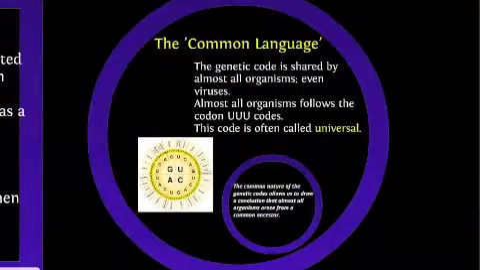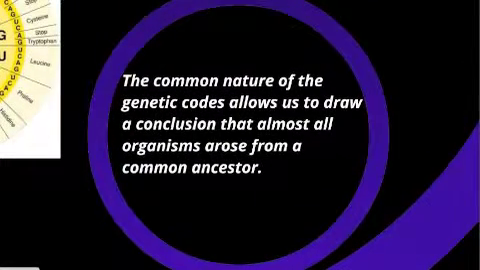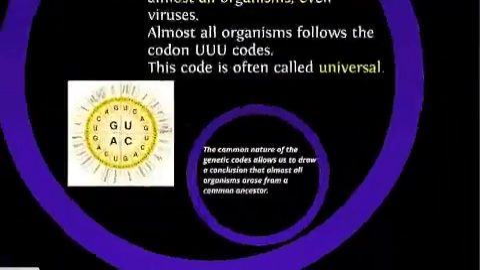The genetic code is known as a common language because it is shared by almost all organisms. Almost all organisms follow the same code, for example UUU codes for the same amino acid. This code is often called universal. The common nature of the genetic code allows us to conclude that almost all organisms arose from a common ancestor.